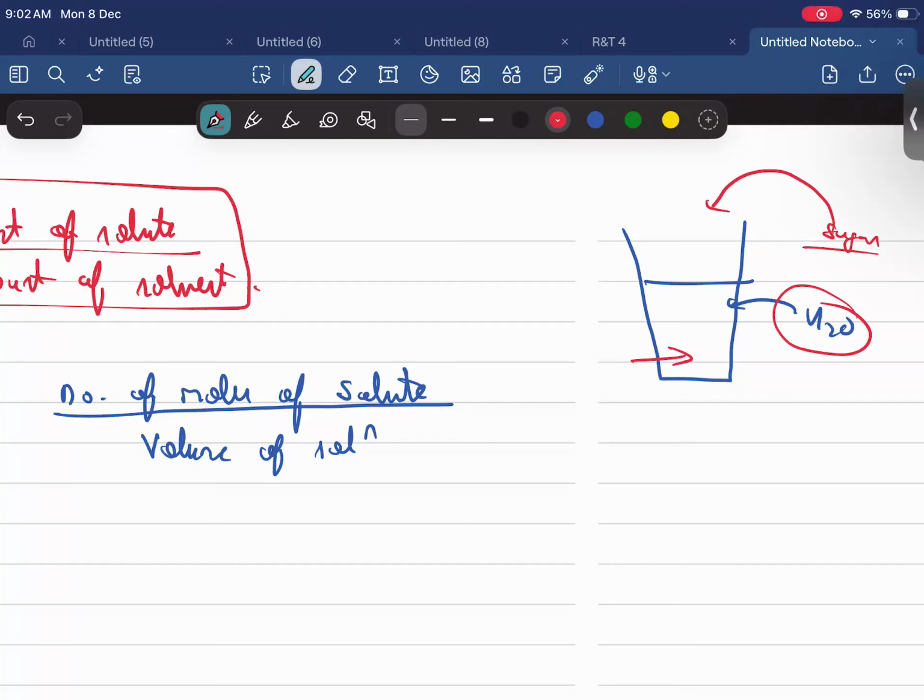Mrinal, you also? Yes, sir. I was already having water in my glass and I am adding sugar from outside. It will never affect the volume of the actual solution, because solute is always added in small amounts. So the solute amount is not disturbing the volume of the solution.